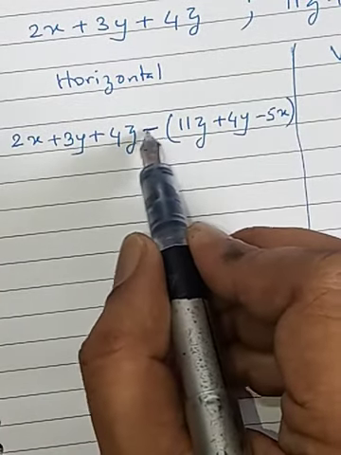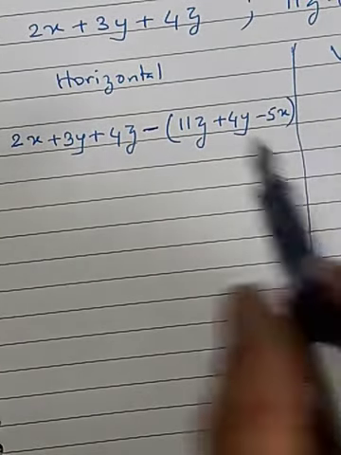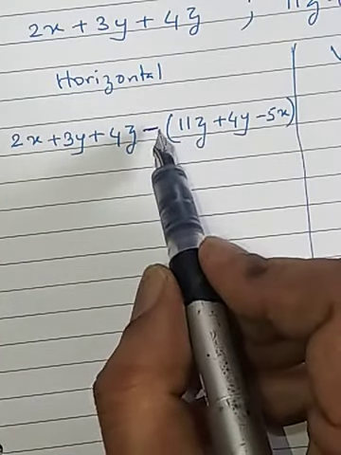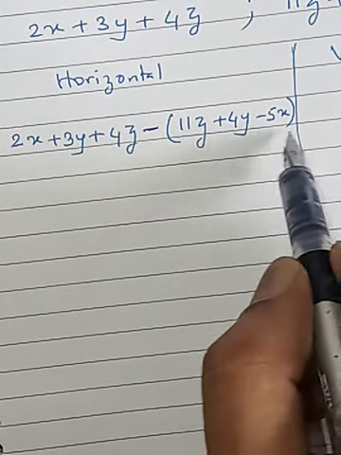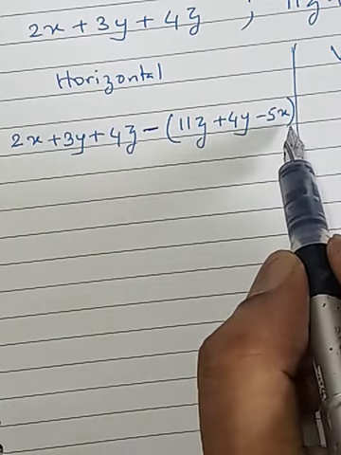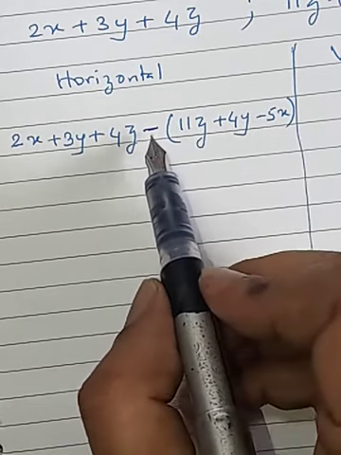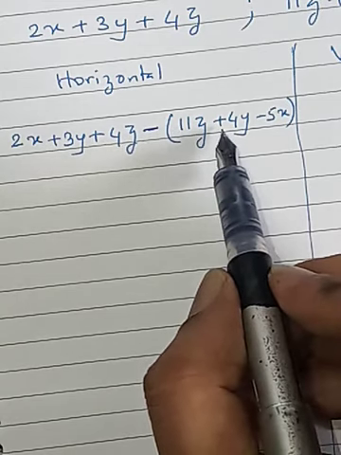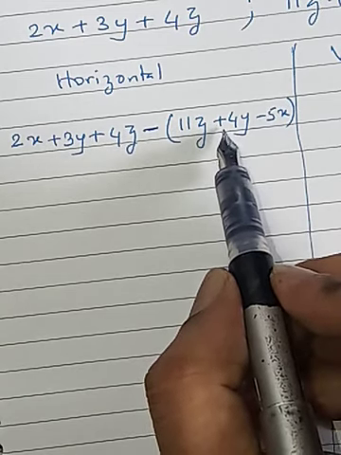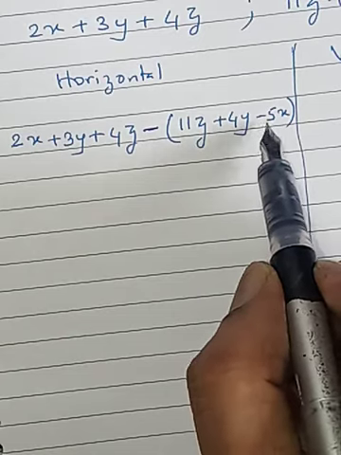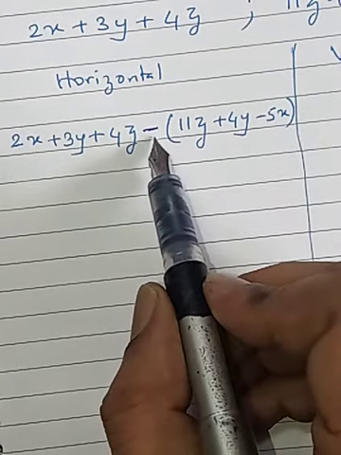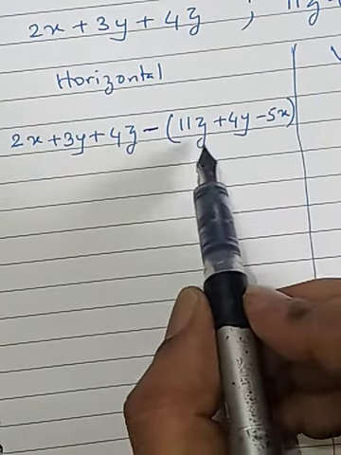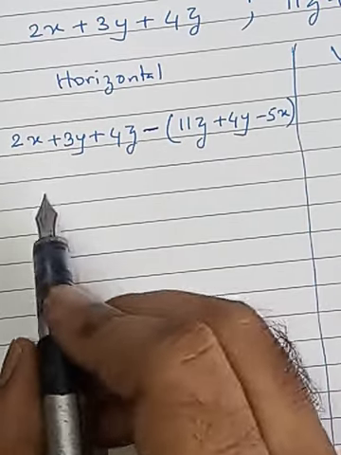Now the thing I have to remember is that whenever there is a minus sign outside the bracket, it means there is a minus 1 outside waiting to be multiplied by each of the terms inside. If I multiply minus by plus, it will become minus. If I multiply minus by minus, it will become plus. So if there is a minus sign outside, all the signs inside will change. So let's see.